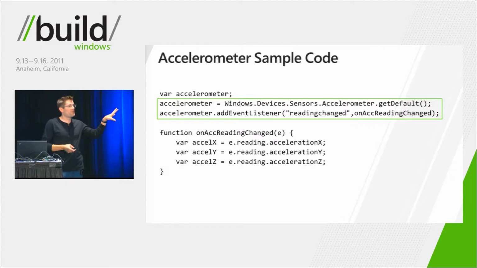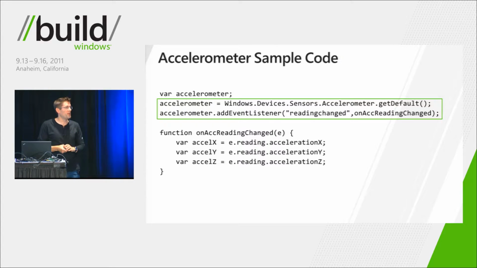So in that Labyrinth style application, in the event listener, they would take the X and the Y values and directly influence the X and Y velocity of the ball, for example. This is a simplified example, but it gives you an idea of how you would use sensors from JavaScript.